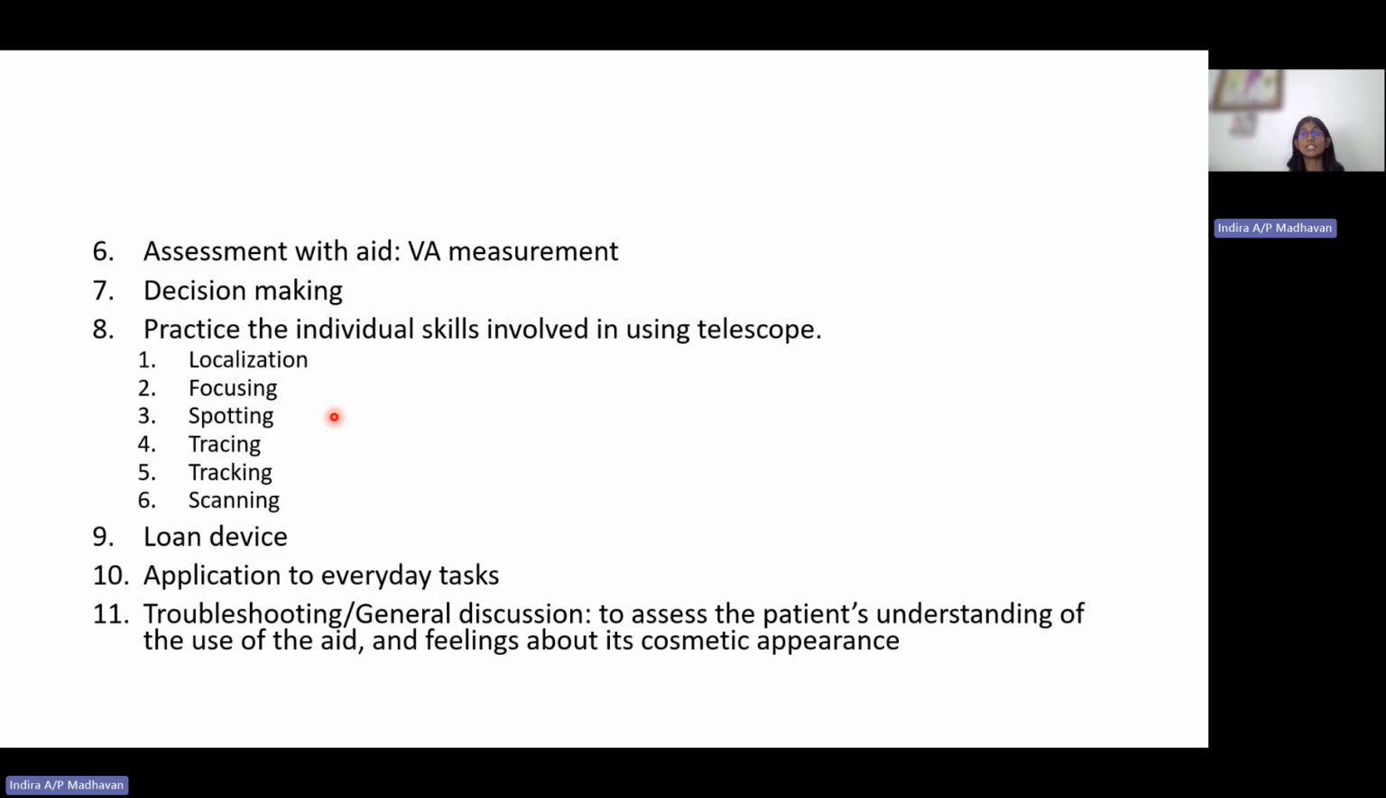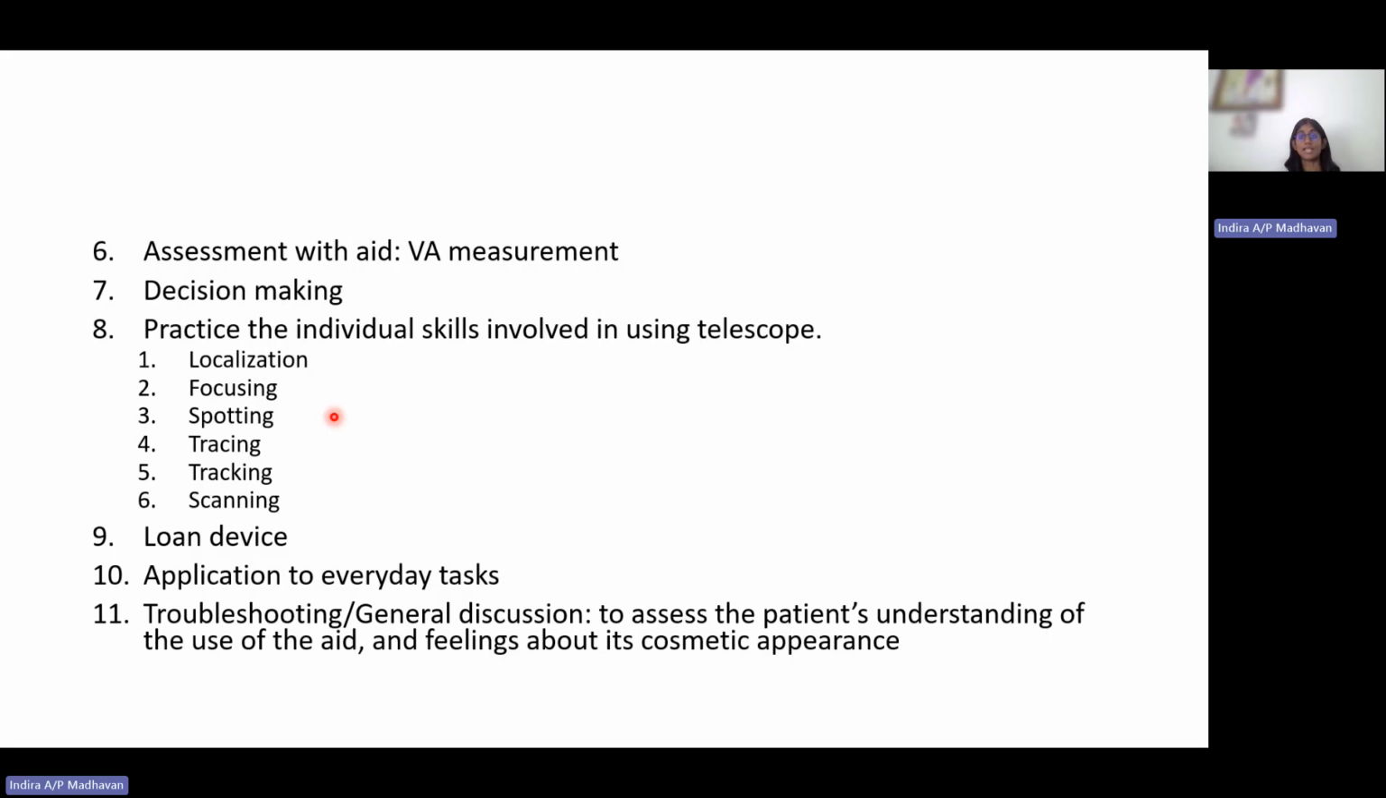And then tracking: just bring the patient to the window or somewhere that the patient can see people moving around. So if, through the window, you can see a car moving, then you just sit and give the telescope to the patient and ask them to track the movement of anything that is moving, like a walking student, or a cat moving around, and ask them to track that. So this is another skill that needs to be taught to the patient.